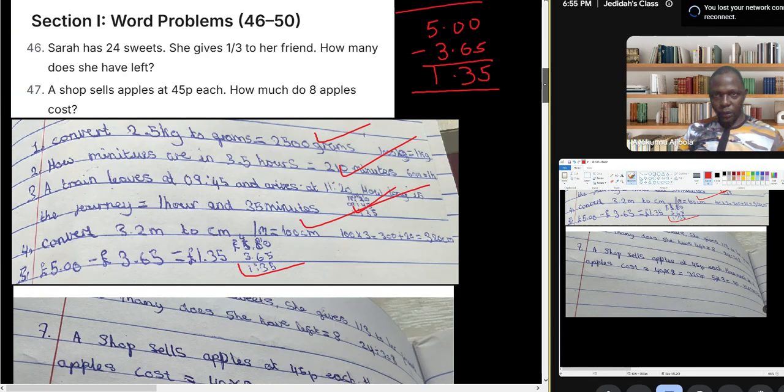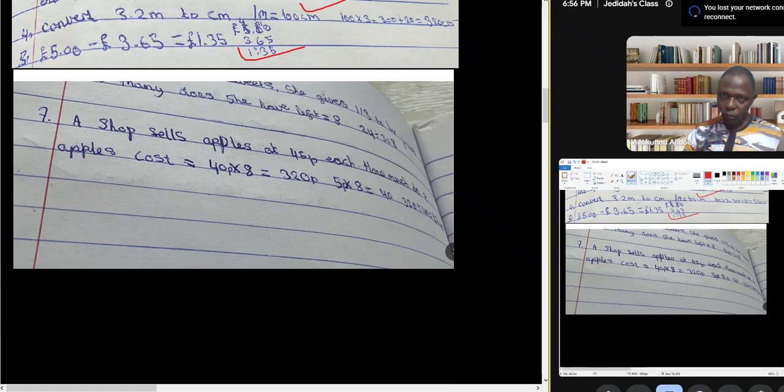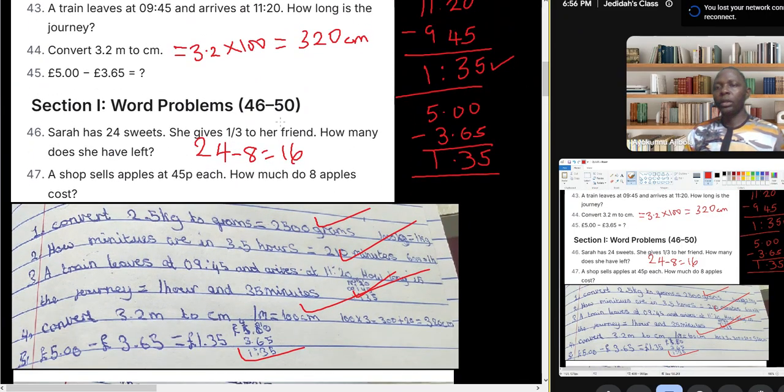And then the next one. Sarah has 24 sweets. She gives one third to a friend. How many does she have left? That is 24 minus one third of 24, right? Yeah. So she should have 16 left. Did you get 16? Yeah. No. You got 8, right? Yeah, because you simply found one third instead of subtracting it.